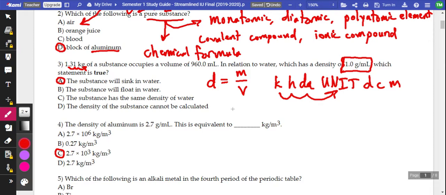So our density is going to be 1310 grams over 960 milliliters. Okay, which is going to be what? Let's punch this into a calculator. 1310 divided by 960 gets us 1.365.